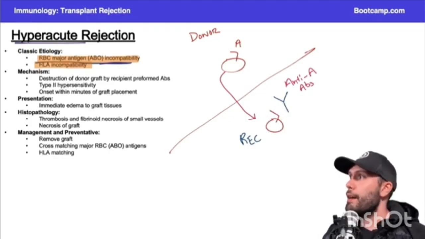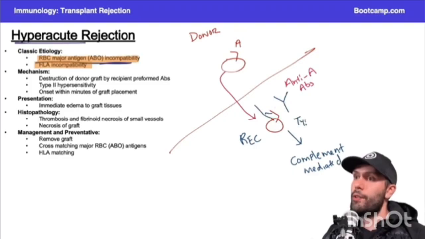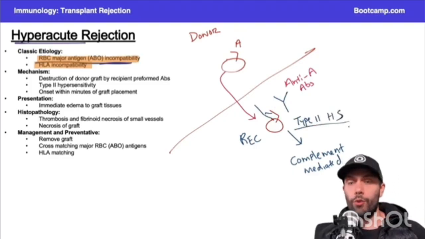So these antibodies are going to bind immediately to the surface of this cell, mark it for destruction, and then we're going to end up with most likely complement-mediated destruction of these red blood cells. And because we'll have an antibody sitting on the surface of this cell, if I draw it in here, this is going to be a type 2 hypersensitivity reaction, right? I'm marking those red blood cells for destruction.